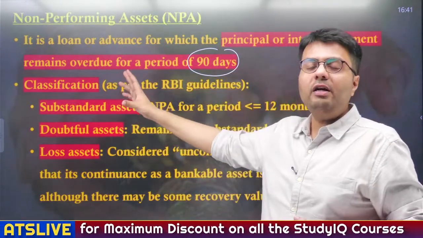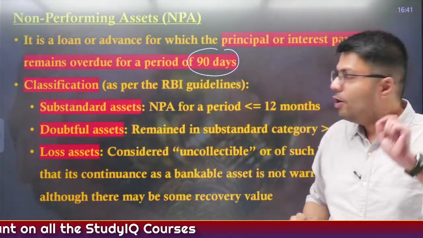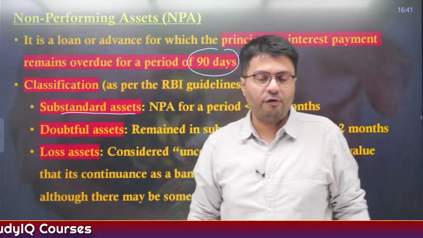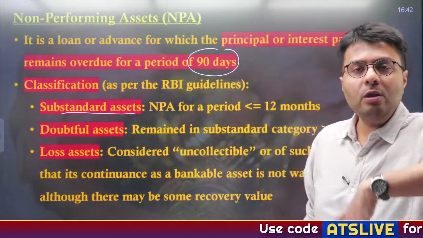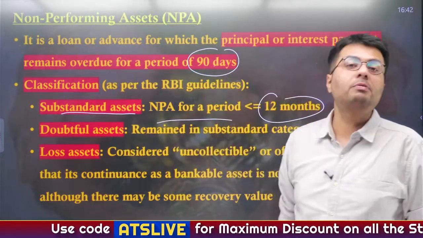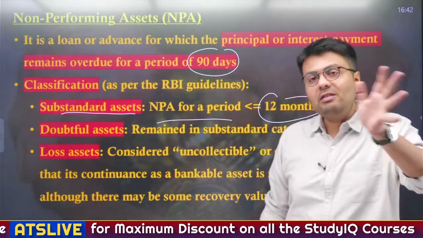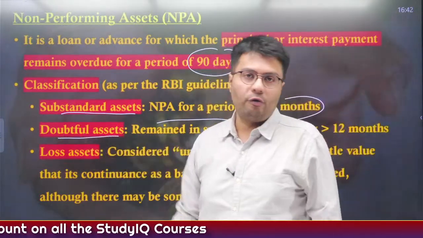Also, there are different levels of classification for NPAs as per the RBI guidelines. First is called a substandard asset. For example, if the loan has remained an NPA for more than 90 days, up till 12 months, that is called a substandard asset. But if it has remained an NPA for even beyond 12 months, then it is called a doubtful asset.